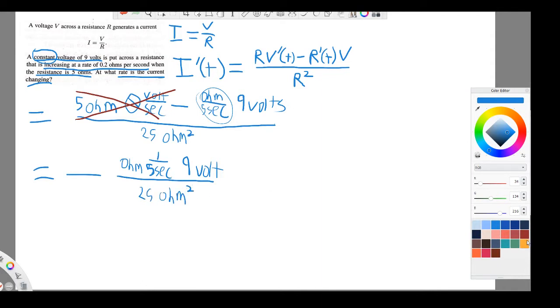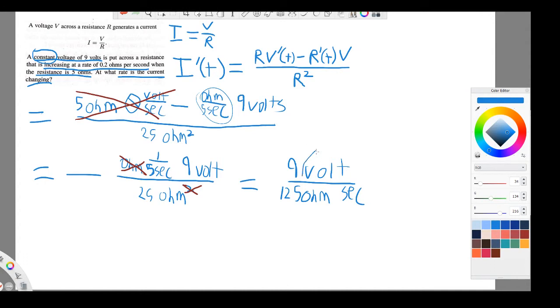So now we can see that this ohm on the top is canceled out by one of the ohms on the bottom. This is now equal to, and since this is a fraction on the top, we can flip it onto the bottom and just make it a normal number on the bottom. So 9 volts over, so 5 times 25, 125 ohm times seconds.